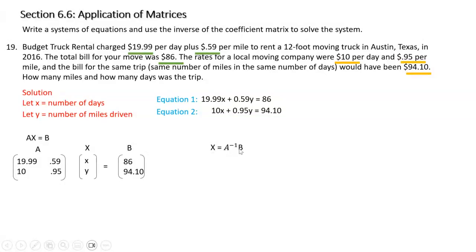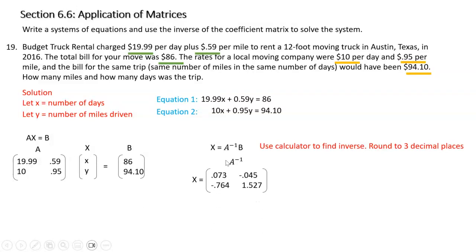Now you have to get the inverse and multiply by B. Right? You can use a calculator to find the inverse, rounding to 3 decimal places. So for the inverse of matrix A, all you do is plug it into the calculator under matrix A and then hit the inverse key, and you got your answer. Right? This is the inverse of matrix A. Matrix B is 86 and 94.10. Now here, this will be the answer, guys.